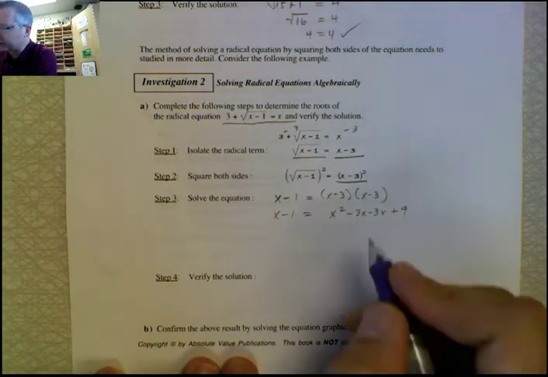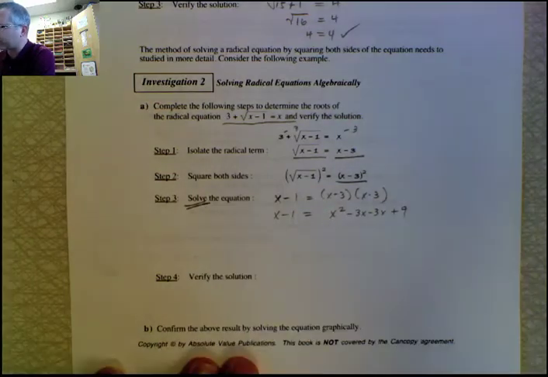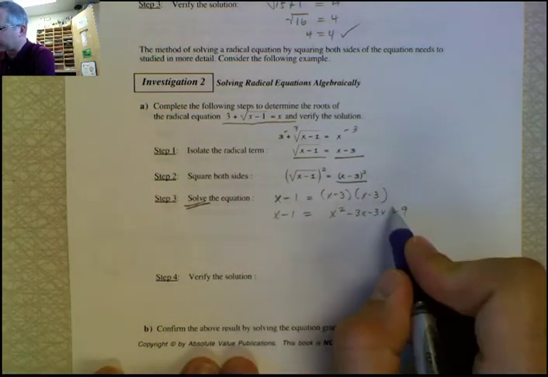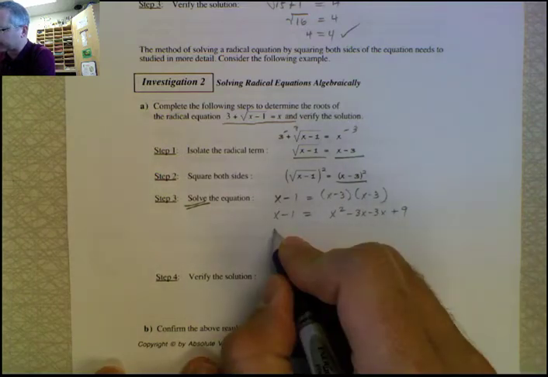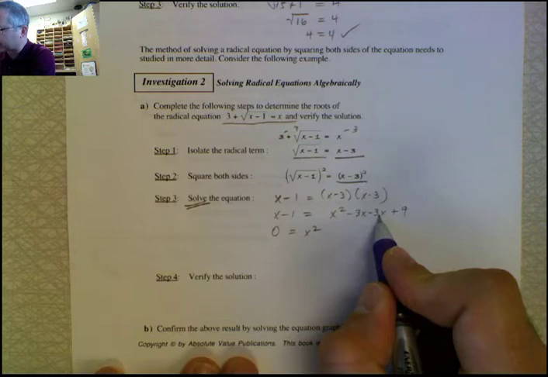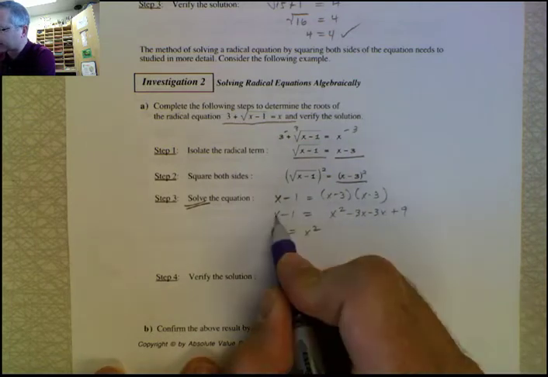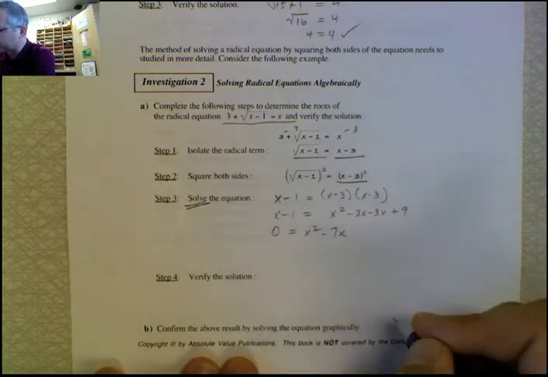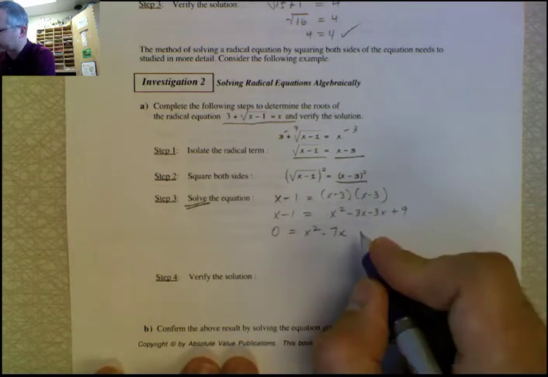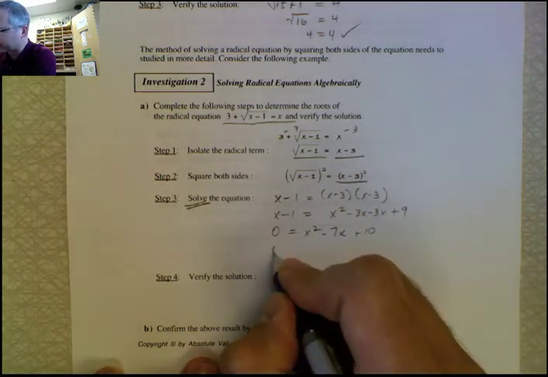So the next thing we do when we solve an equation, we want to make the equation equal to 0. So we're going to move everything over to the right-hand side. So we've got x squared, negative 3x and negative 3x is negative 6x. Take one more x away, that gives us negative 7x. We're going to add 1 to 9, and that's going to give us 10.